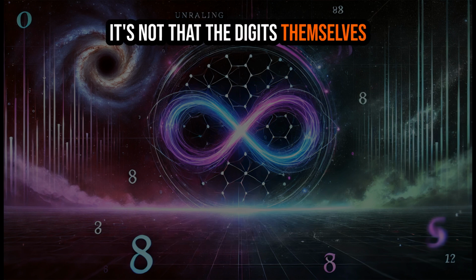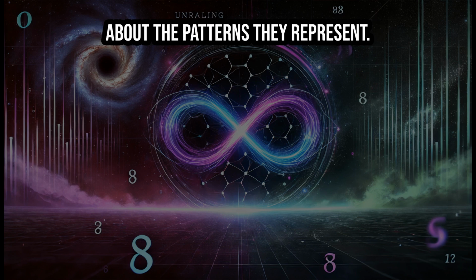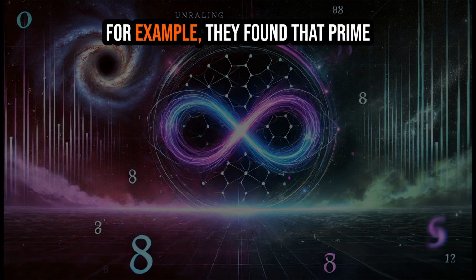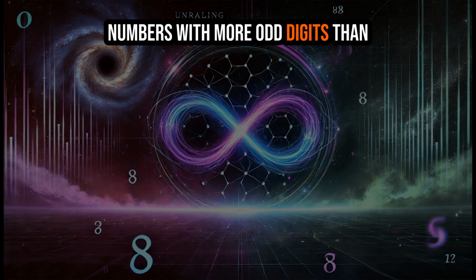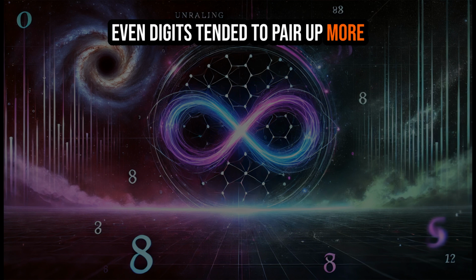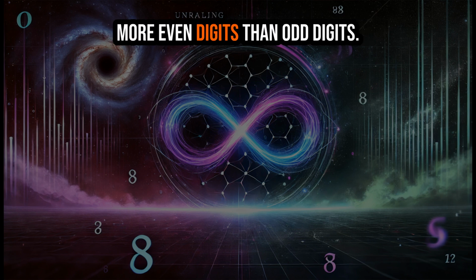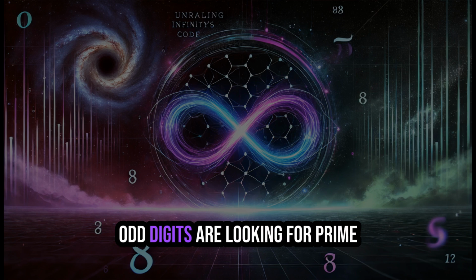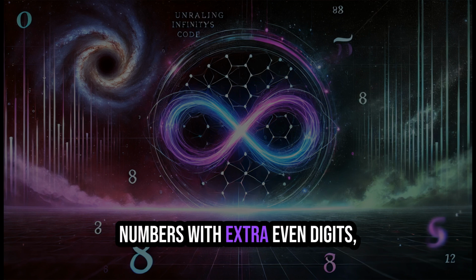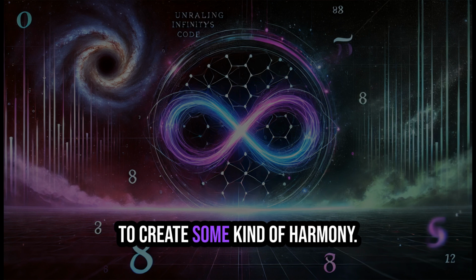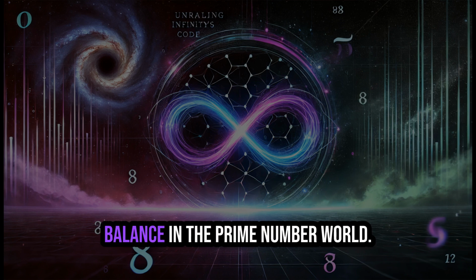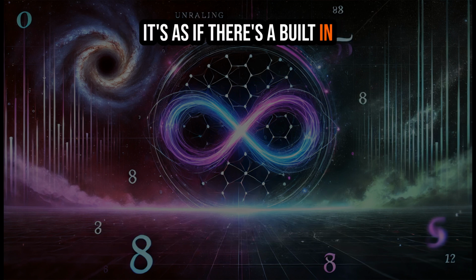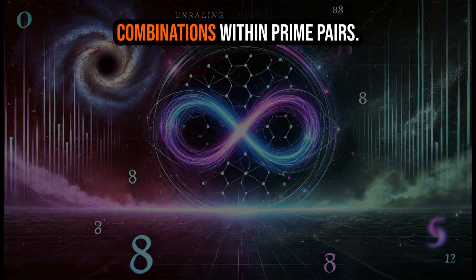It's not that the digits themselves have some magical property, it's more about the patterns they represent. Patterns. What kind of patterns are we talking about here? For example, they found that prime numbers with more odd digits than even digits tended to pair up more often with prime numbers that had more even digits than odd digits. It's like there's a balancing act happening. So prime numbers with extra odd digits are looking for prime numbers with extra even digits to create some kind of harmony, like they're trying to achieve balance in the prime number world. That's a great way to visualize it. It's as if there's a built-in preference for certain digit combinations within prime pairs.